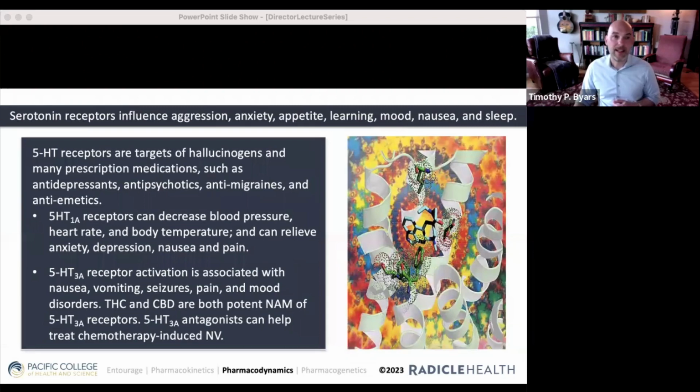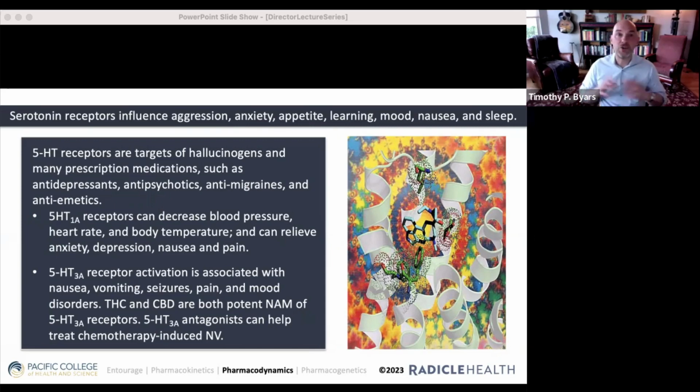All right, let's talk about 5-HT receptors. So these are receptors typically activated by the neurotransmitter serotonin. It's kind of a weird abbreviation, but 5-HT stands for 5-hydroxytryptamine. And these receptors are collectively known as the serotonin receptors. And they're hugely important. They influence aggression, anxiety, appetite, cognition, learning, memory, mood, nausea, sleep, our body temperature. They are targets of hallucinogens. They're targets of lots of different prescription medications, so antidepressants, antipsychotics, anti-migraines, antiemetics.